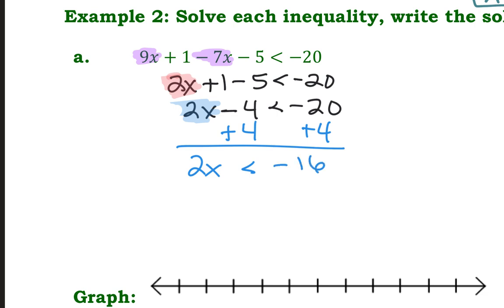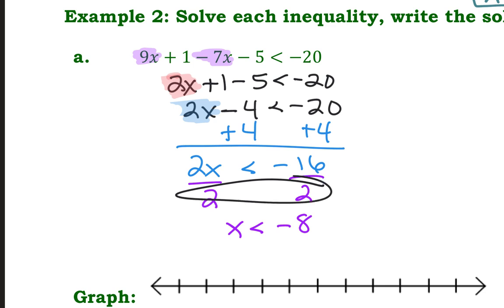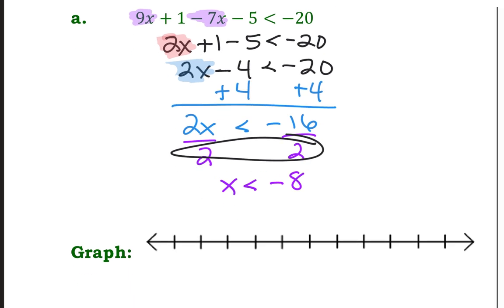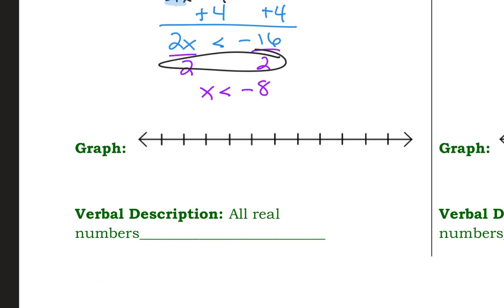Negative 16. And our last step is to divide by 2. Good. So x is going to be less than negative 8. Before you decide it's your answer, did you divide by a negative? No, so you're good. That is your answer. Okay, now to graph it. This is from yesterday. So remember, you can put your number anywhere. I don't care where you put it. So you're going to put negative 8 anywhere you'd like. I'm going to put mine here.